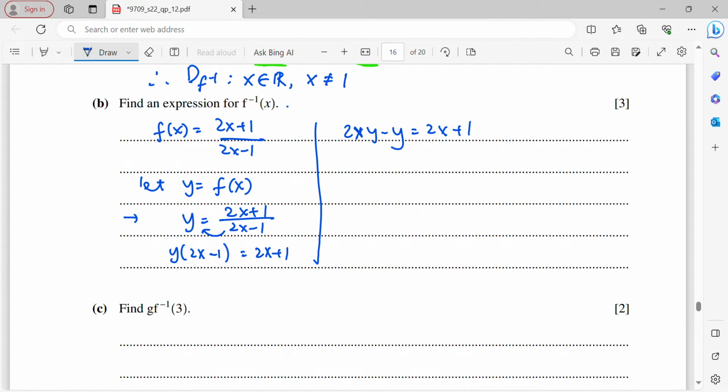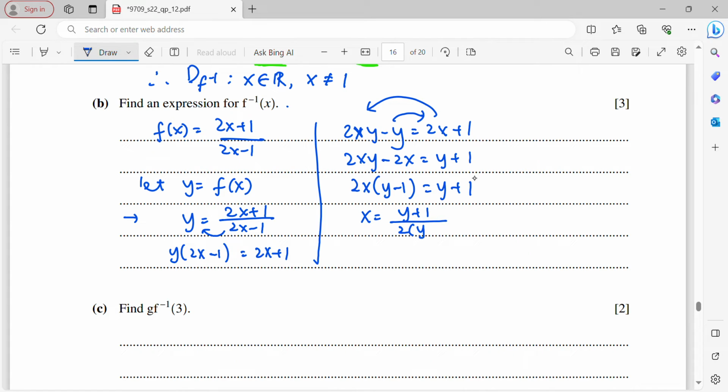And then I need to get the x as a subject, which means this 2x I move to the left side, the minus y I move to the right side. So I'll get 2xy - 2x equals y + 1. Then for the left hand side, the common factor is the 2x, right? So I will write 2x(y - 1) equals y + 1. I need to get the x as a subject, so the 2(y - 1) will be moved down. So I will get (y + 1) divided by 2(y - 1).